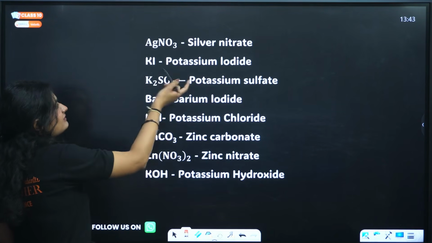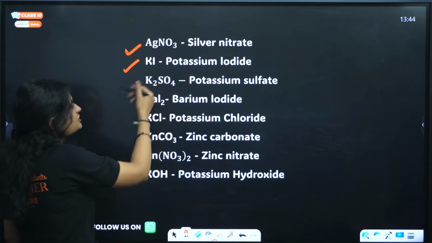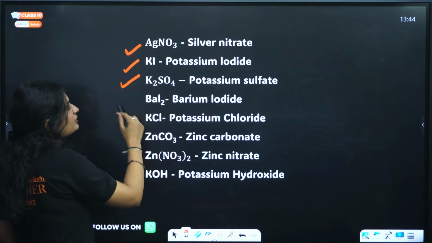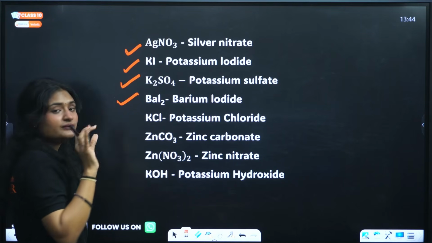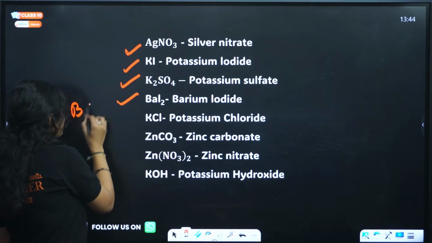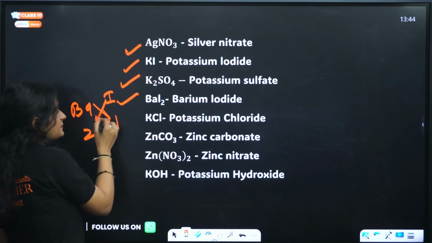Silver nitrate, AgNO3, potassium iodide, KI, both have a valency of 1. Potassium sulfate, K2SO4, barium iodide, BaI2. Barium has a valency of 2 and iodine has a valency of 1. If you cross multiply, you get BaI2.